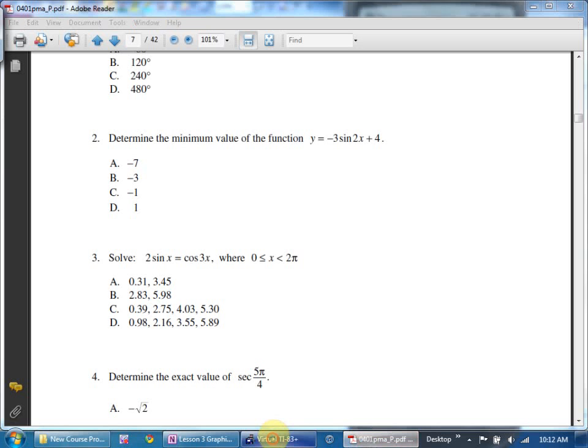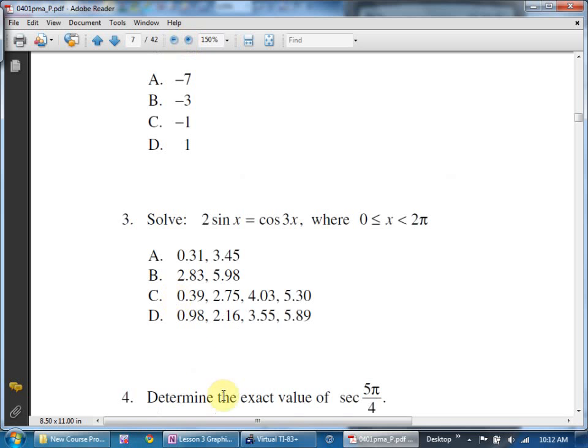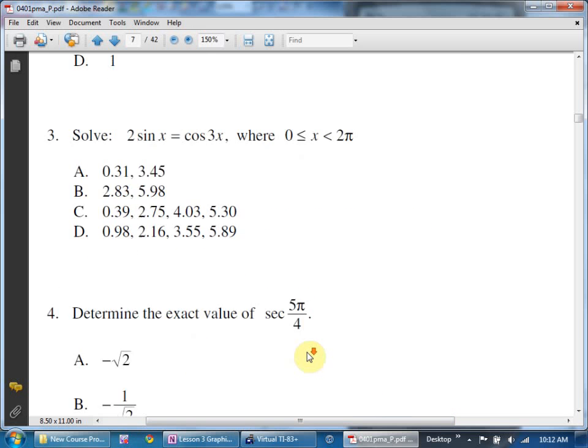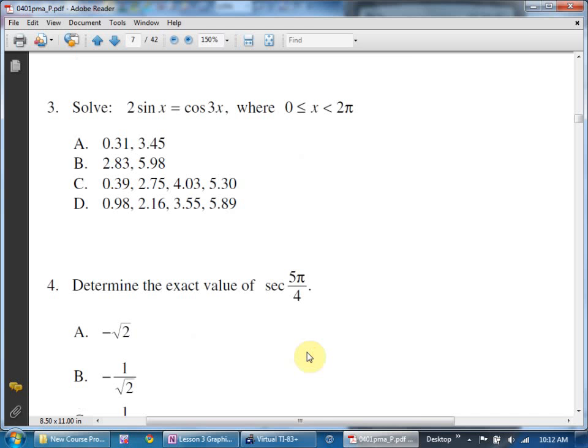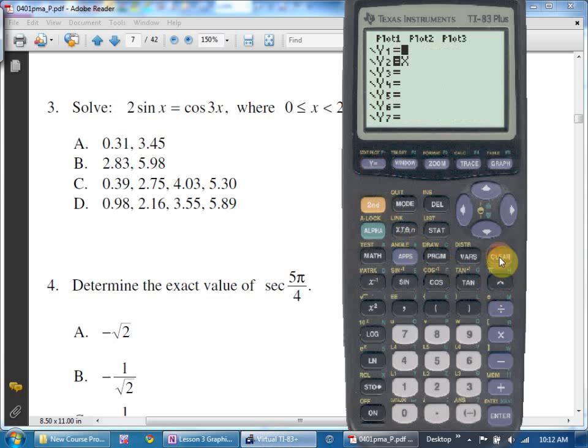So you guys, is that big enough for you to read? You know, I can make it larger. Here's the equation. Solve sine x equals 3 cos x. And right away, Alex, I know that it's graphing calculator because I glanced at my answers. They're decimals. So I'm going to graph left side 2 sine x. I'm going to graph right side cos 3x. What's my domain? 0 to 2 pi. So I'm pretty good, I think, with my view window.